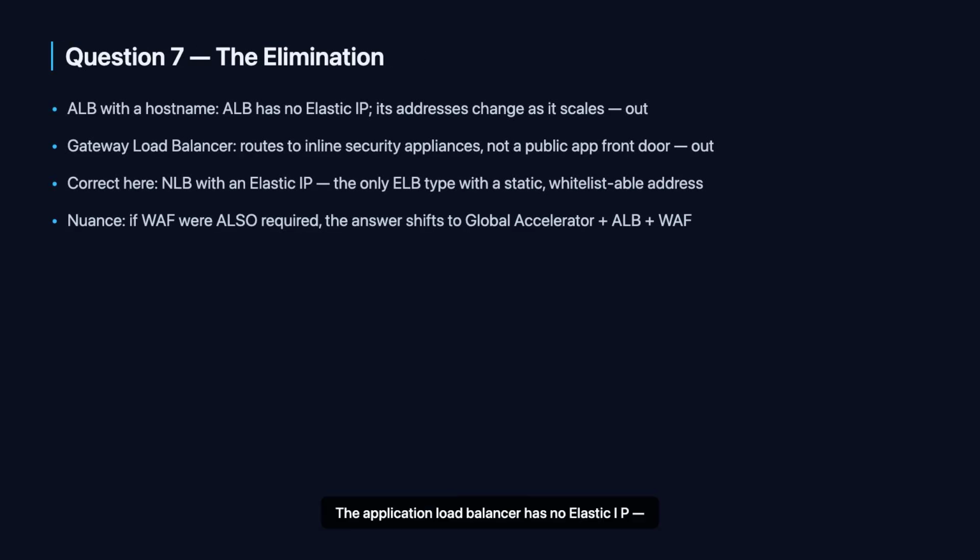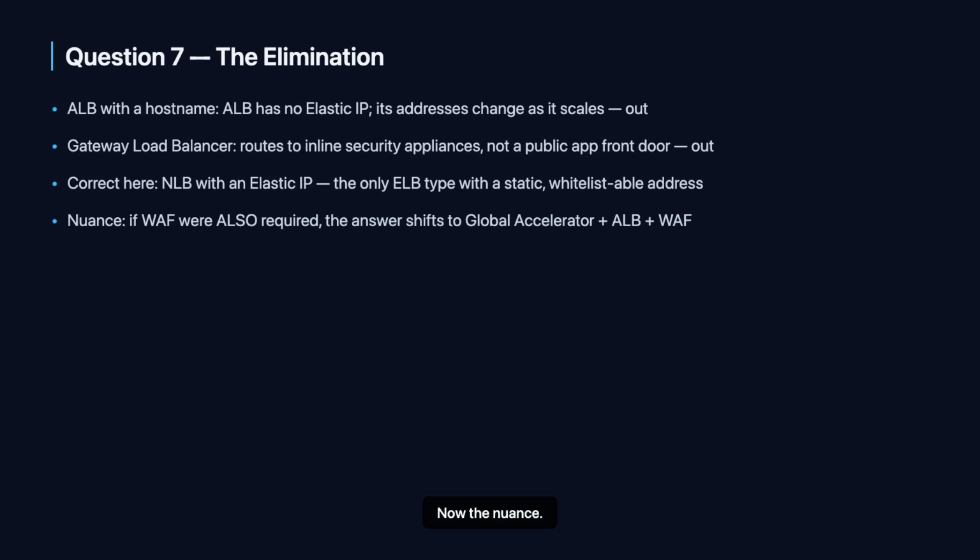Eliminate. The application load balancer has no elastic IP. Its addresses change as it scales, which is exactly the outage Megacorp hit back in episode 16, so it's out. A fixed host name doesn't help when the client's firewall needs a fixed number. The gateway load balancer routes to inline security appliances, not a public app front door, so it's out. The correct answer here is the network load balancer with an elastic IP, the only load balancer type that gives you a static, whitelistable address.